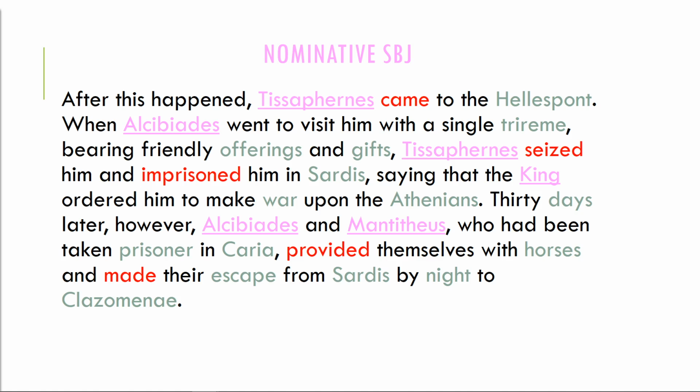Now, I've underlined the ones that qualify. So Tissaphernes came. So Tissaphernes is the subject of the verb came. Alcibiades is the subject of the word went. Tissaphernes is the subject of the verb seized. Here's a tricky one: saying that the king ordered him. The king is the subject of ordered, even though it's an indirect statement saying that. We'll come to those much later in the course. Alcibiades and Mantitheus provided themselves with horses. So again, these are all subjects of various conjugated verbs.